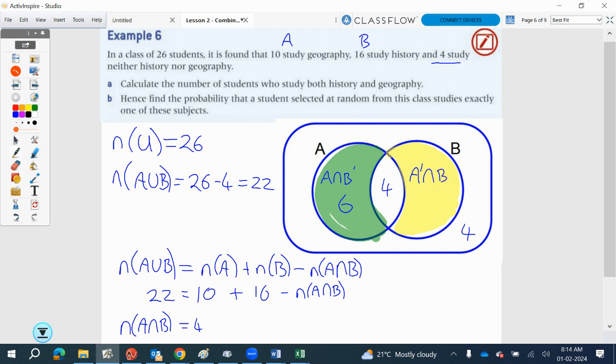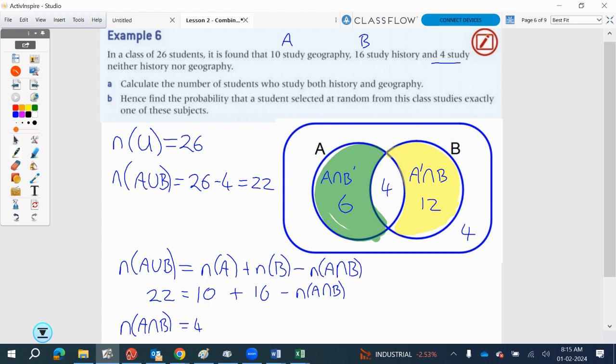How many elements are in this region? 12. Add them all up. Make sure it adds up to 26. Does it? Yeah. 18, 22, 26.